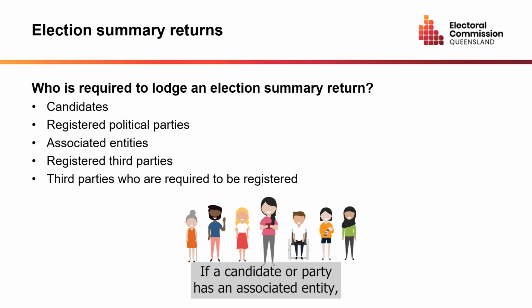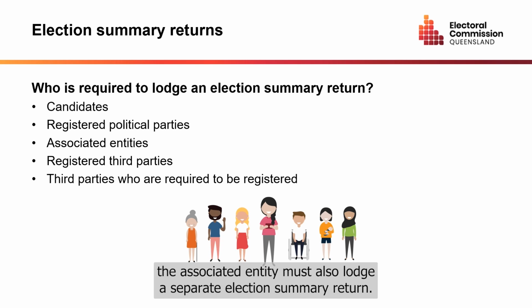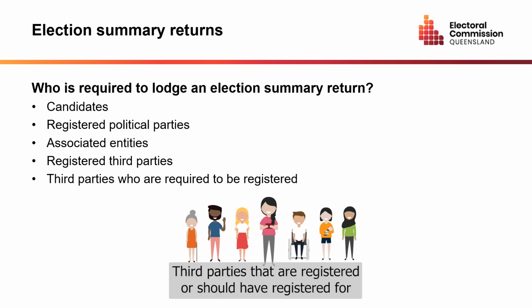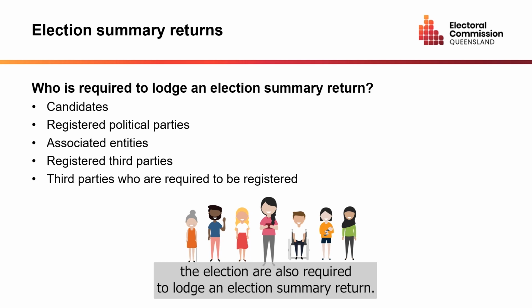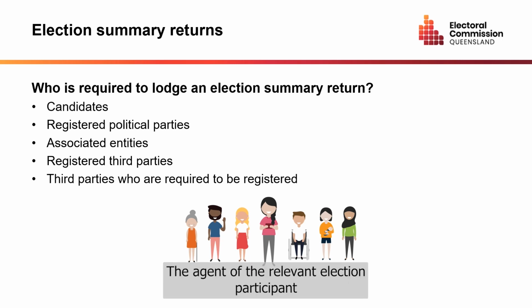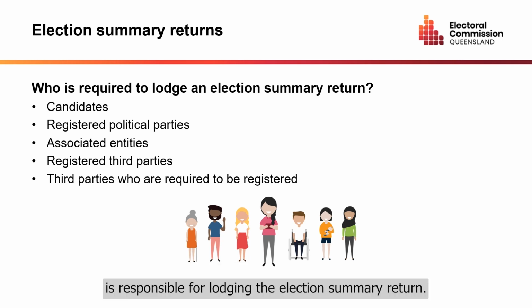If a candidate or party has an associated entity, the associated entity must also lodge a separate election summary return. Third parties that are registered or should have registered for the election are also required to lodge an election summary return. The agent of the relevant election participant is responsible for lodging the election summary return.